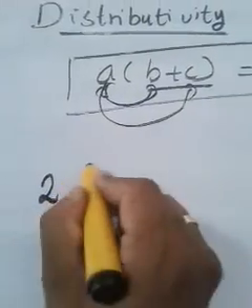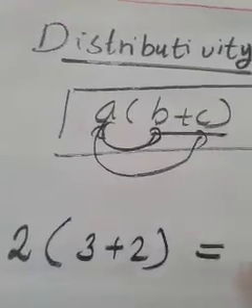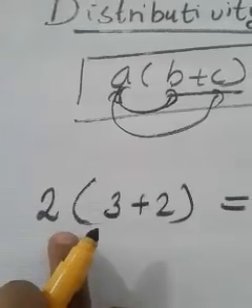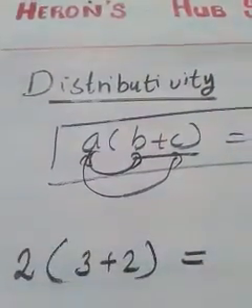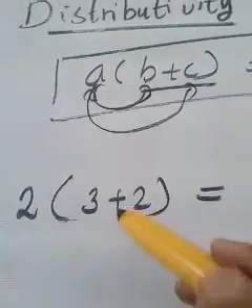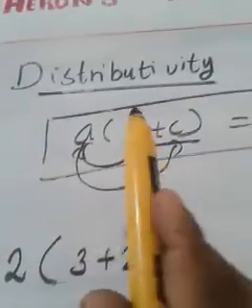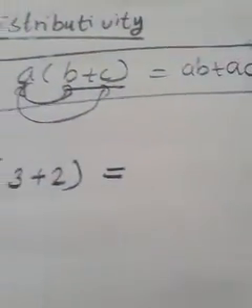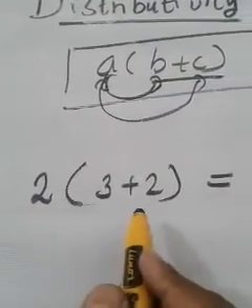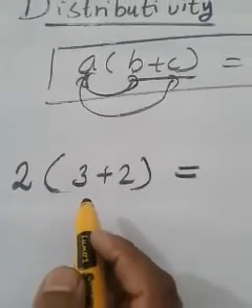For example, how can you calculate 2 into 3 plus 2 by applying this property? There exist many different ways of calculating 2 into 3 plus 2, but my question is to calculate 2 into 3 plus 2 by applying distributivity. By using distributivity, there exists only one method that I am going to explain. So the question is: calculate 2 into 3 plus 2 by using the distributive property.